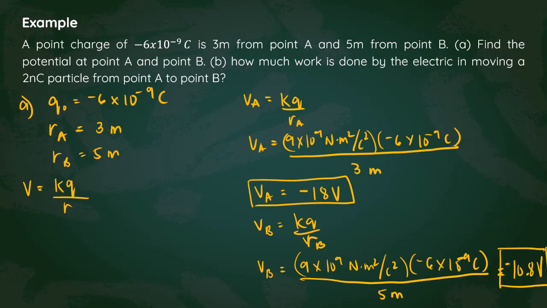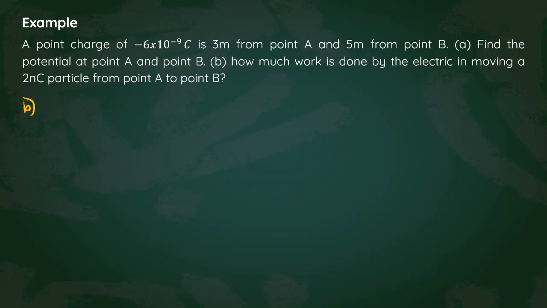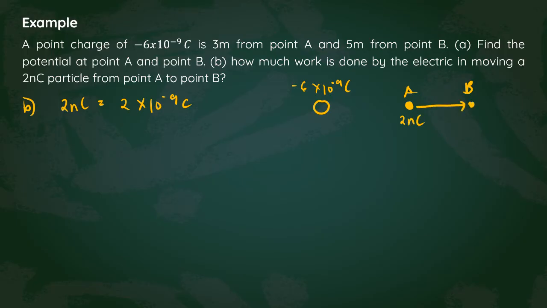Now for question B, how much work is done by the electric charge, or by the charge, in moving a 2 nanocoulomb particle from point A to point B? How much work will be done by the field surrounding the point charge of negative 6 times 10 raised to negative 9 coulombs? For question B, we need to solve for the work done in moving a 2 nanocoulomb particle. So a 2 nanocoulomb particle is equal to 2 times 10 raised to negative 9 coulombs. What we mean here is that if we have the negative 6 times 10 raised to negative 9 coulomb charge, and here's point A, and this is point B, what will be the work done if a 2 nanocoulomb charge is moved from point A to point B?